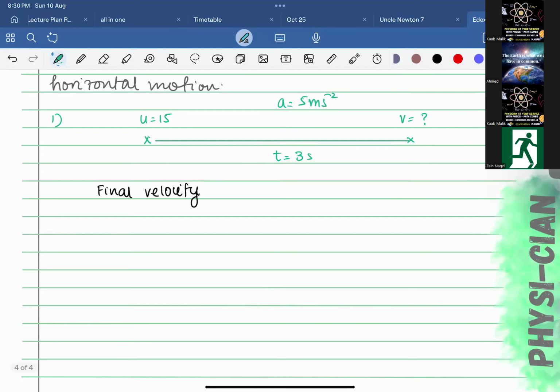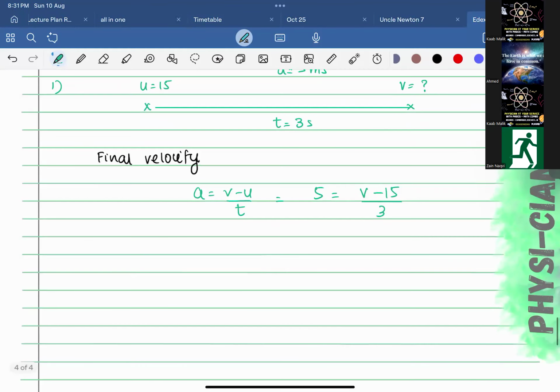So we have these three things. A is equal to V minus U over T. Okay, and 5 is equal to V minus 15 over T, which is 3. So this will be 15 plus 15. So V comes to 30.